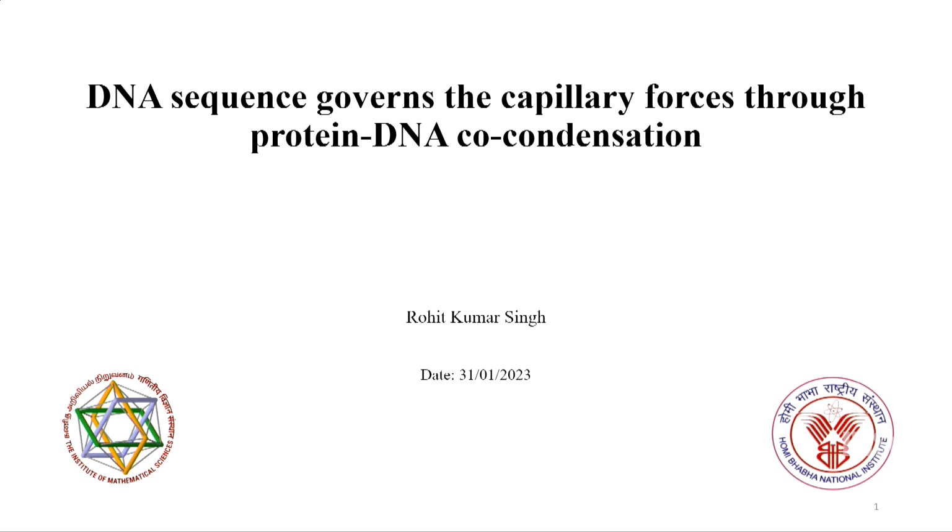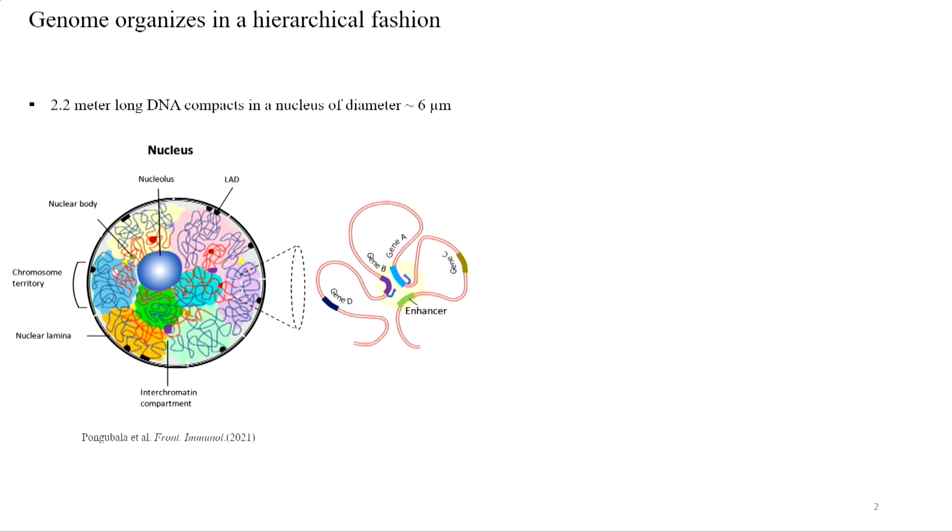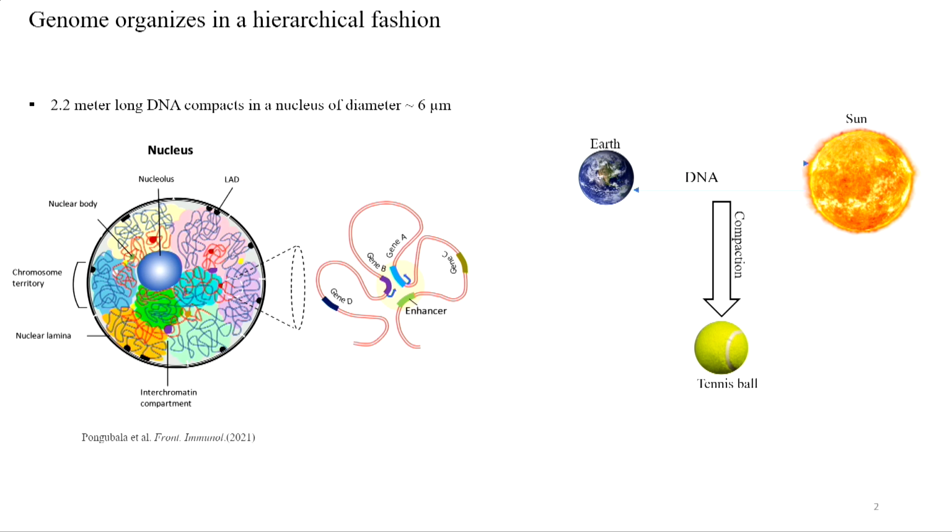Thanks to the organizers. So I'm going to talk about how DNA sequence governs the capillary forces through protein-DNA co-condensation. But before I get into all these terminologies, let me discuss how the DNA is organized within the nucleus. To get the perspective of what we are looking at, if we compare the DNA, which is double in length compared to the distance between Earth and the Sun, and compact it in a tennis ball, we would reach a similar level of compaction as the DNA present in the nucleus. Now, this is not the most amazing part of the story.